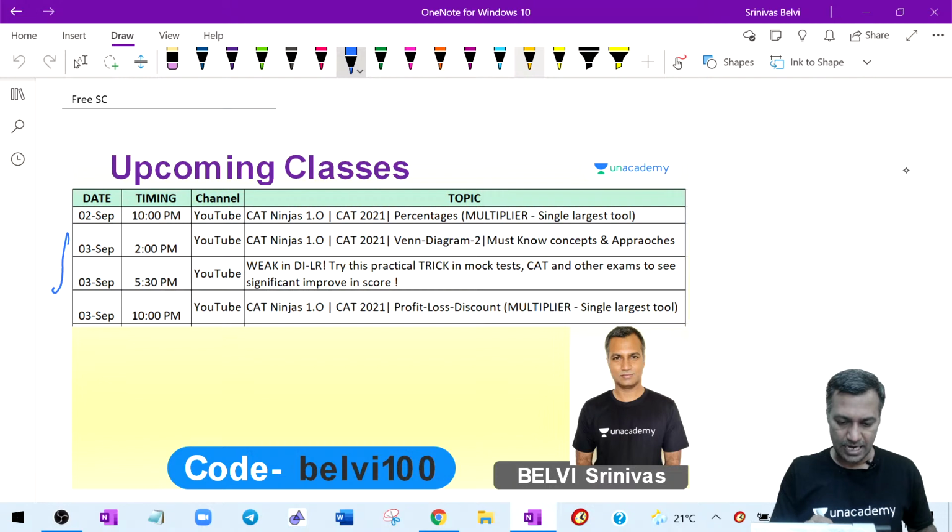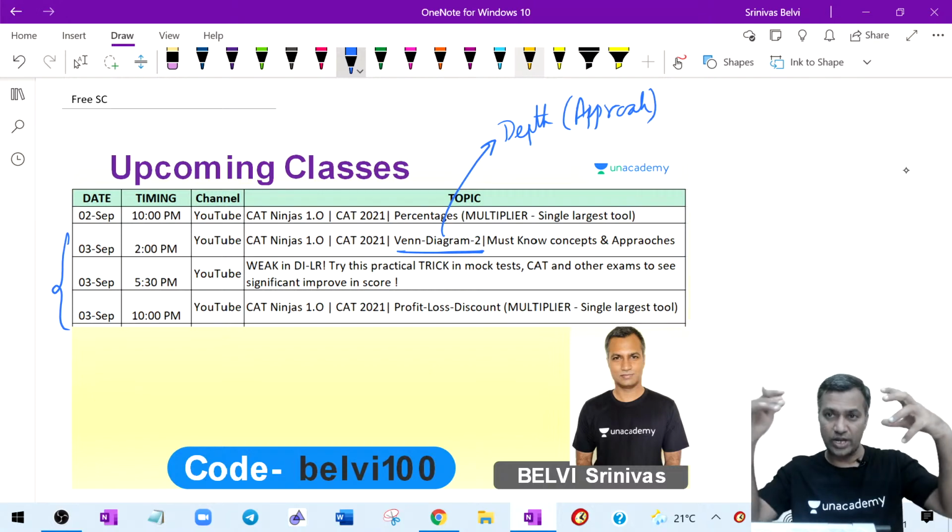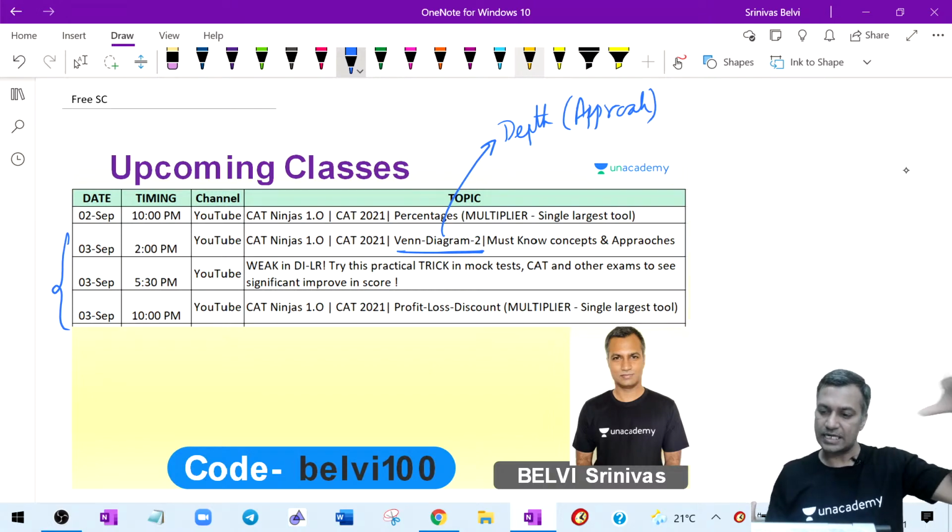Tomorrow, I will be handling 3 things all at once. We'll continue our Venn diagram 2. Of course, we'll be hitting some depth tomorrow. I will show some classic approaches on Venn diagrams. That is what we do there, because today we discuss the basics. If somebody wants to attend that but has not done the basics, please take a look at today's lecture.